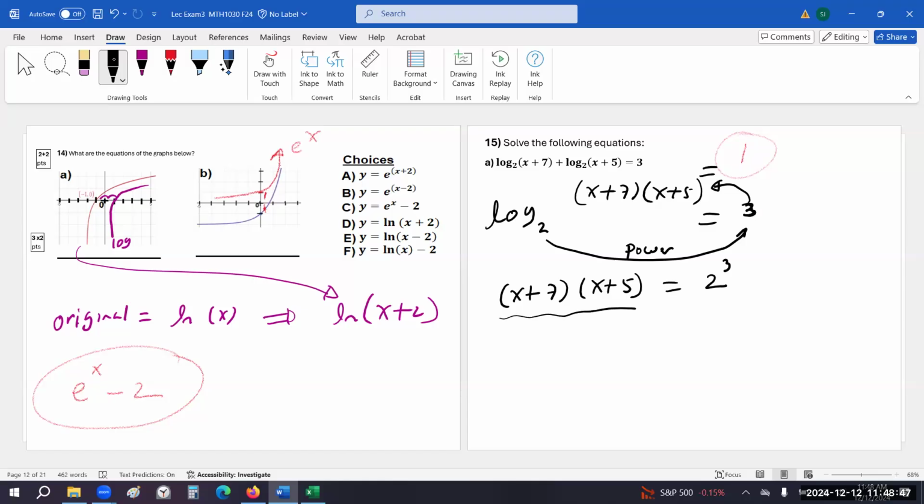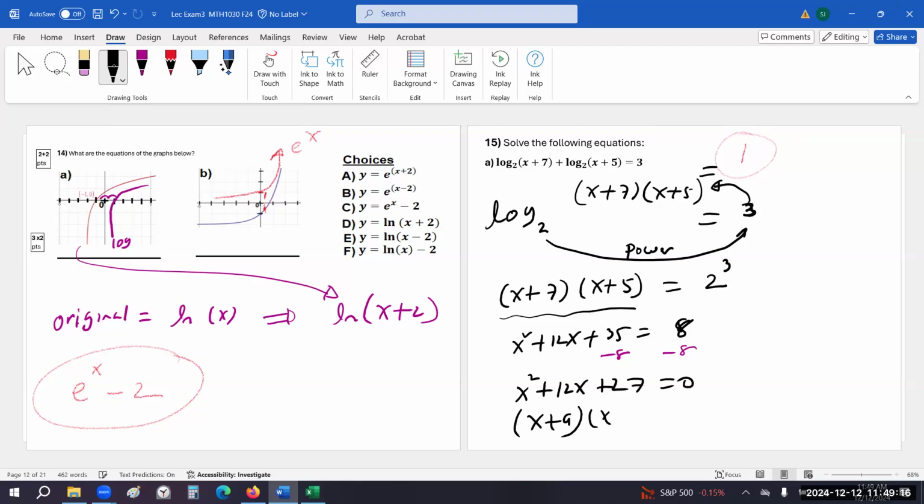We need to use FOIL. You get x squared plus 12x plus 35. That equals 8. What many of you wrote was 3. That's why everything was wrong. It's not 3, it's 2 to the power 3. Yeah, thank God. So you subtract 8: x squared plus 12x plus 27. That gives us (x plus 9)(x plus 3).